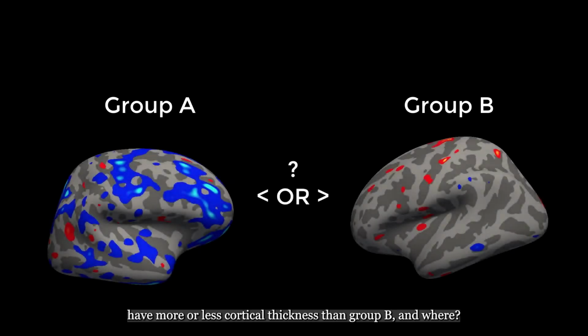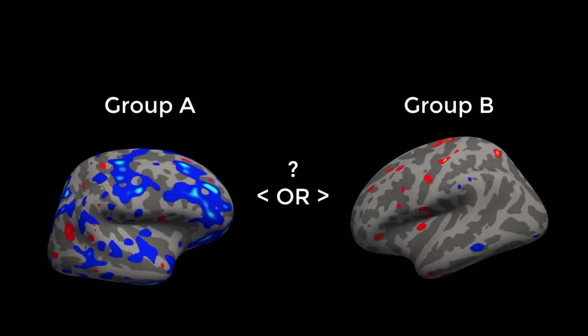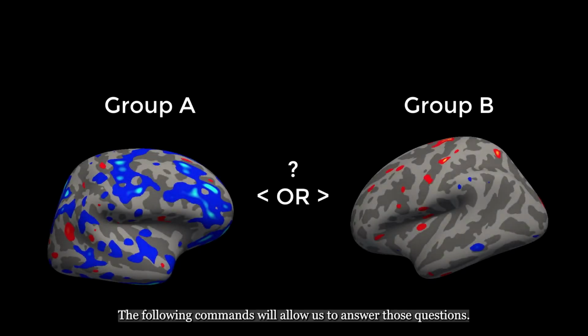We've now reached the stage of group analysis. For example, does Group A, on average, have more or less cortical thickness than Group B, and where? The following commands will allow us to answer those questions.